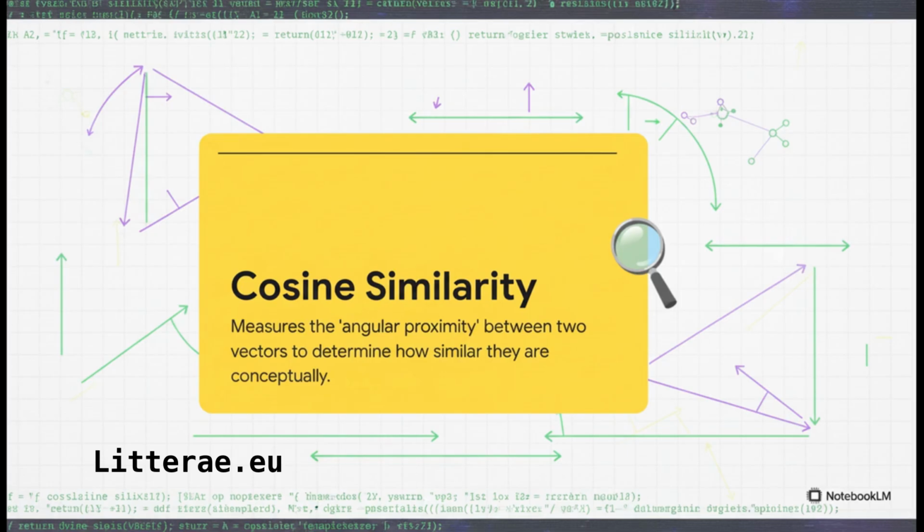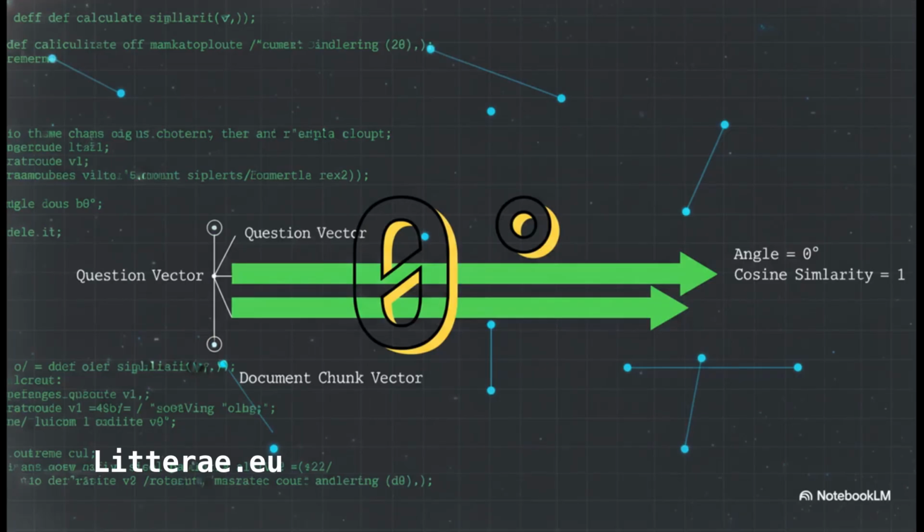Now, don't let that name scare you off. The source article has the perfect way to think about it: angular proximity. We're not measuring the distance between two vectors, we're measuring the angle between them. Basically, are they pointing in the same direction? Let's just picture it. Imagine your question vector and a document vector are like 2 arrows pointing in the exact same direction. The angle between them is 0. That gives you a cosine similarity score of 1. It's a perfect match. They are talking about the same thing.